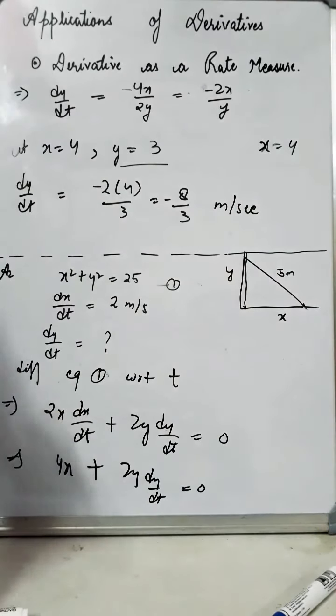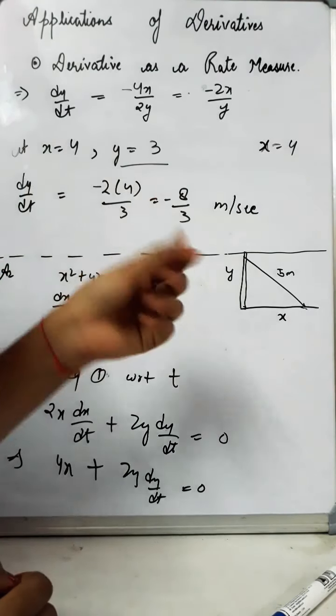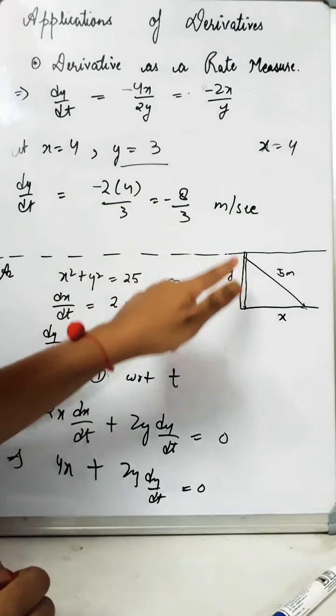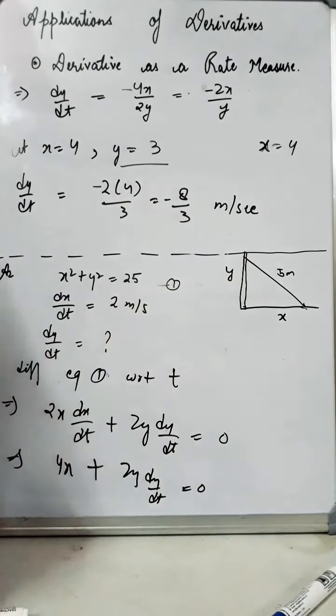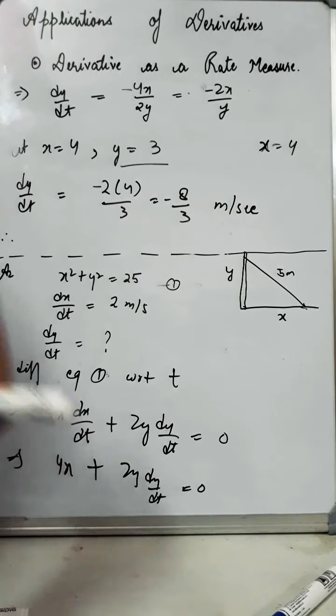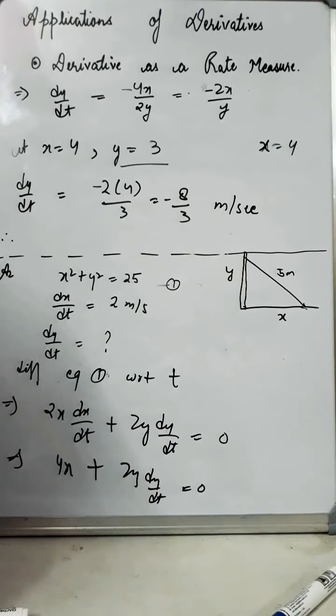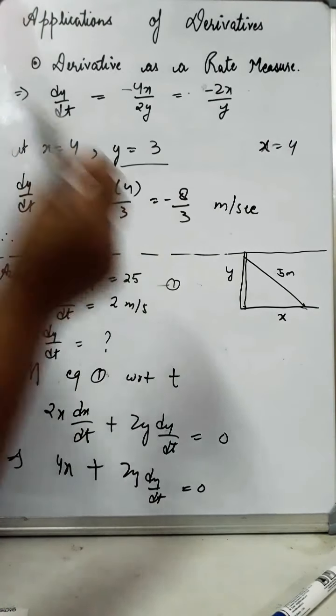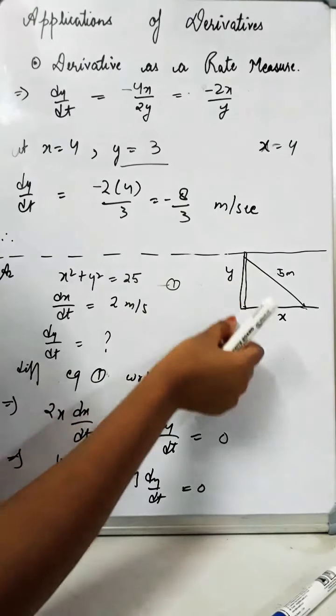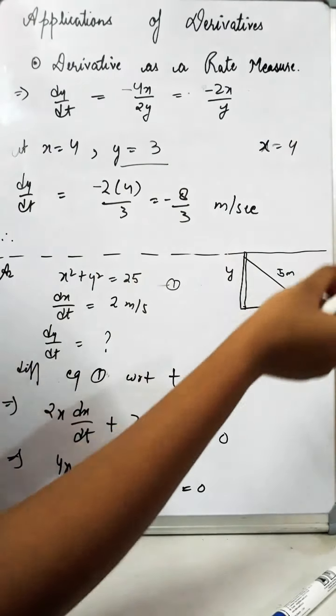So this means this minus sign has a significance. This shows that your height is decreasing. Alright, so you will write a statement. Either you can write that the rate of change of the height with respect to time is -8/3 meter per second, or you write the height y is decreasing at the rate of 8/3 meter per second. All right.